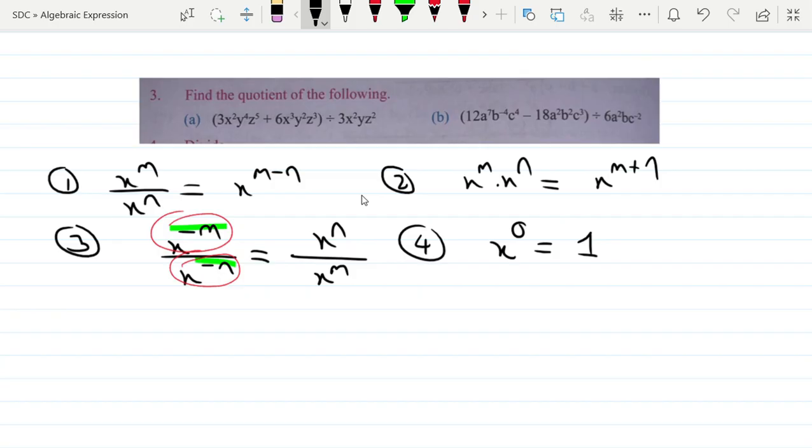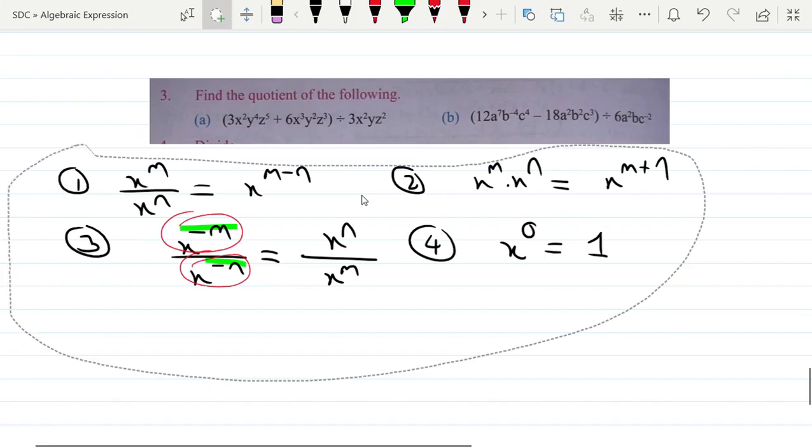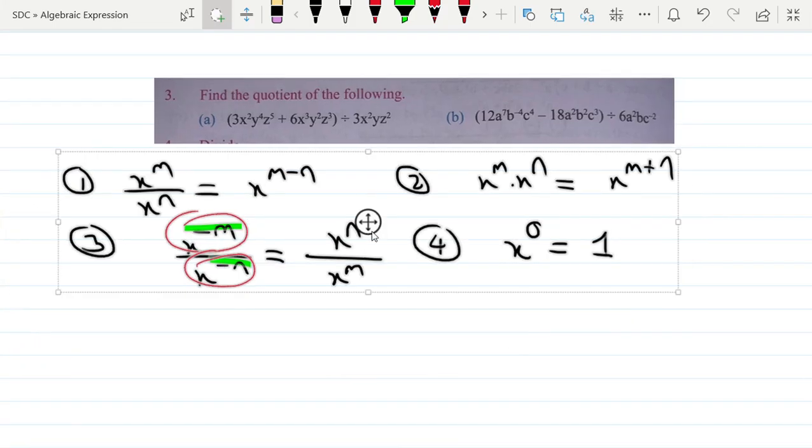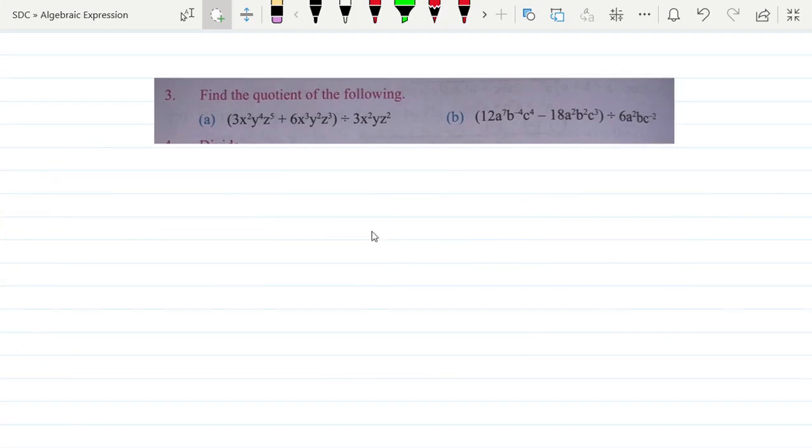Now you simply need to get this: if any base is there and its power is 0, its value is 1. So with these four key rules, you can do these two numbers this way. So I erase this first. Okay, so the first one, number 8.